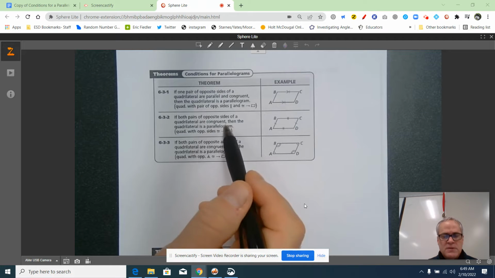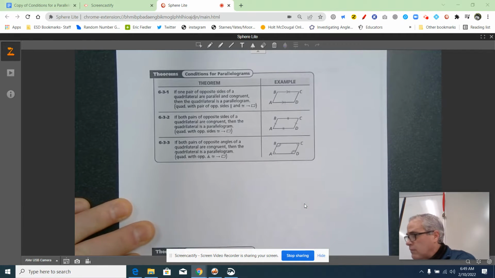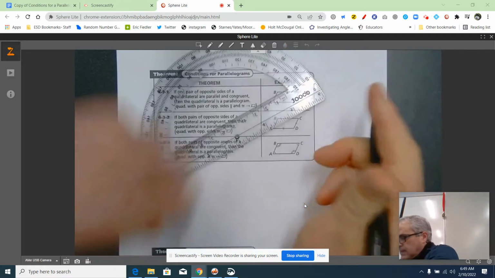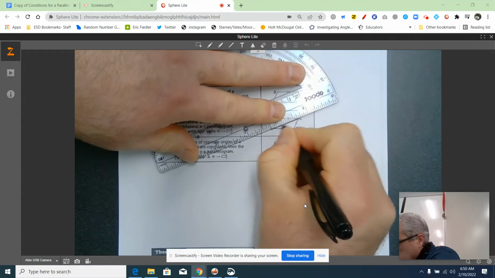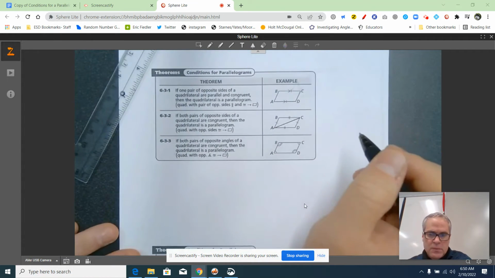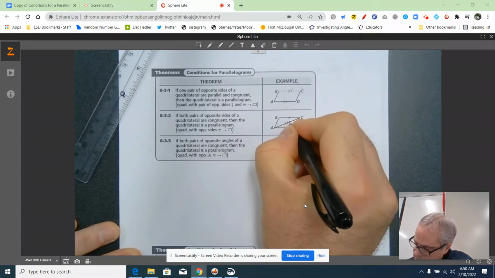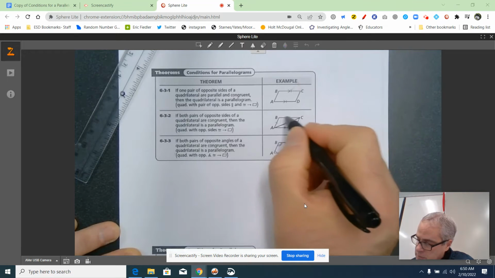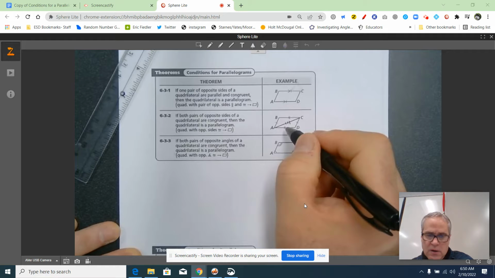If both pairs of opposite sides of the quad are congruent, then the quad has to be a parallelogram. So let's just talk through what a proof would look like for this. I would draw a diagonal. And so I formed 2 triangles. This diagonal AC is congruent to itself by the reflexive property. So if you look, I've now formed 2 congruent triangles. All the parts of those triangles have to be congruent.